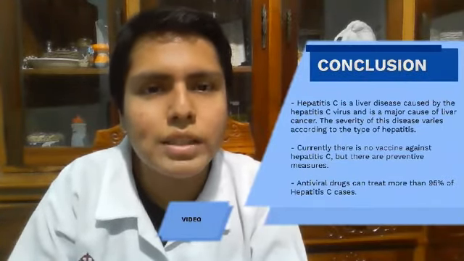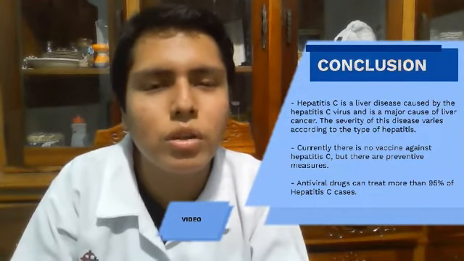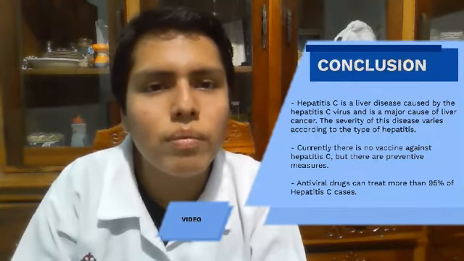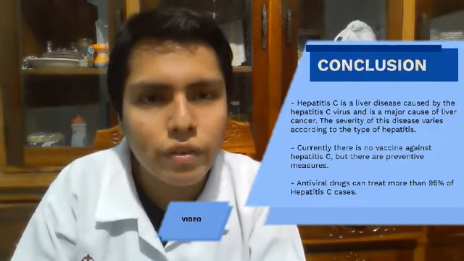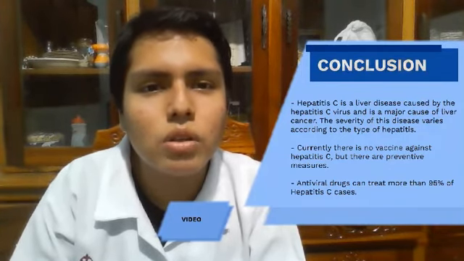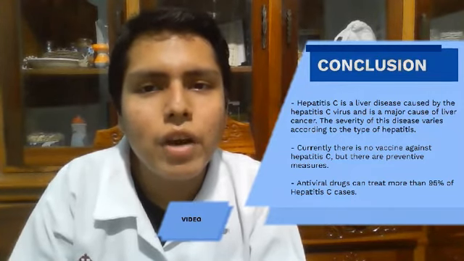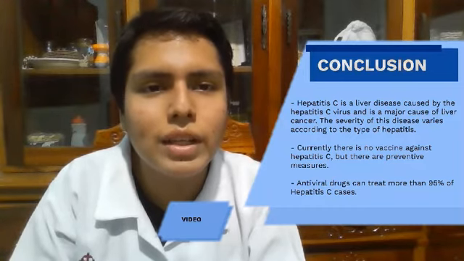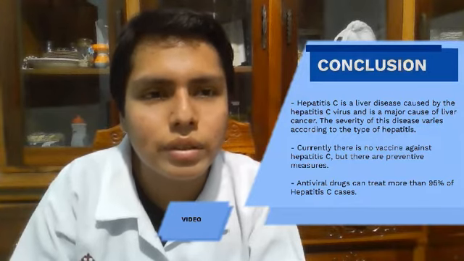Conclusion. Hepatitis C is a liver disease caused by the hepatitis C virus. This virus can cause acute or chronic hepatitis, the severity of which ranges from a mild illness that lasts a few weeks to a serious illness for life. Hepatitis C is a major cause of liver cancer. Antivirals can cure more than 95% of hepatitis C cases, reducing the risk of death from liver cancer and cirrhosis, but access to diagnosis and treatment is limited.